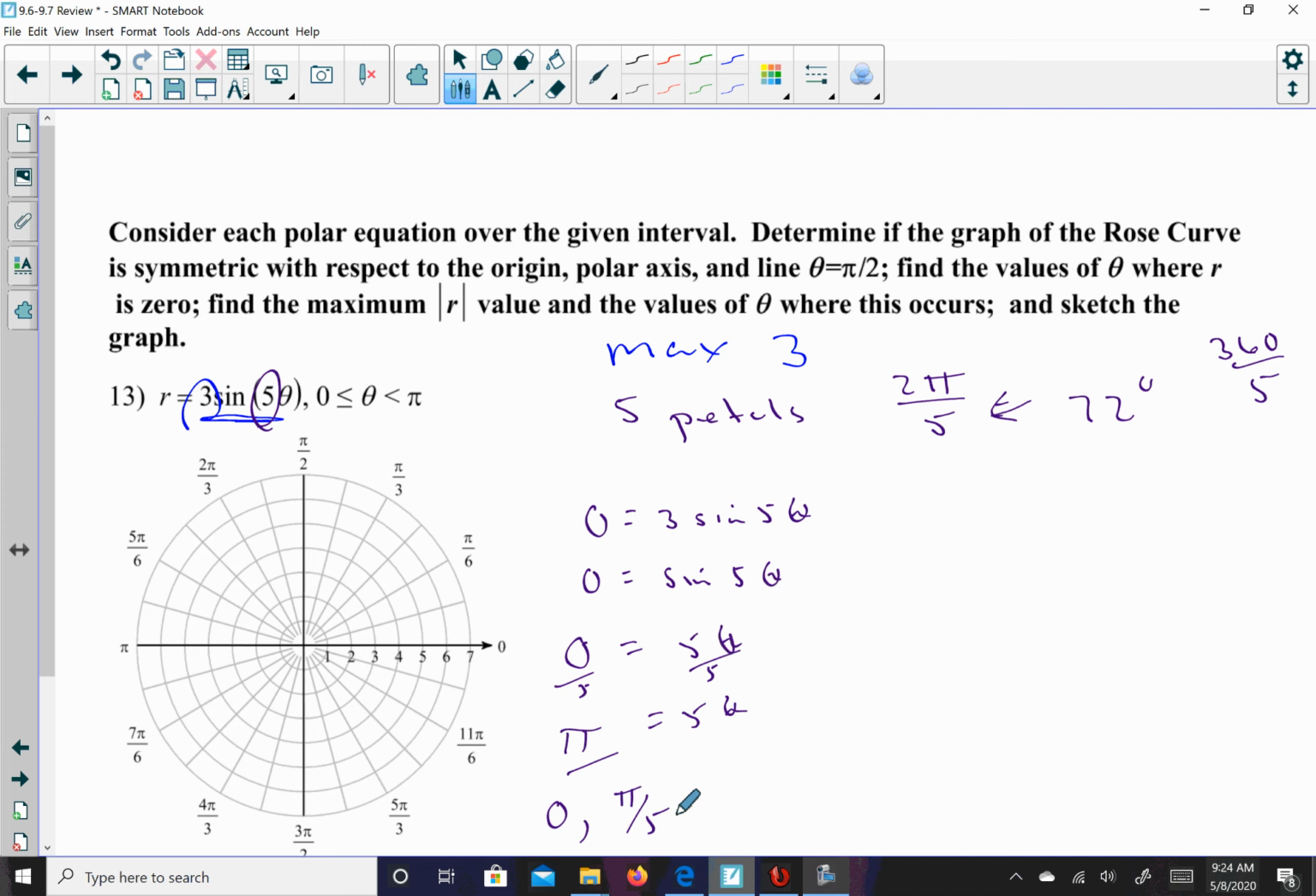Now I need to find my max. Well, my max is 3. That's going to happen when the sine is equal to 1. So I'm asking myself, when is the sine of a number equal to 1? And you say, well, that usually happens at pi over 2. So now 5 theta is going to equal pi over 2, because that's what's inside here, which means theta is equal to, divide both sides by 5 or multiply by 1/5, pi over 10.